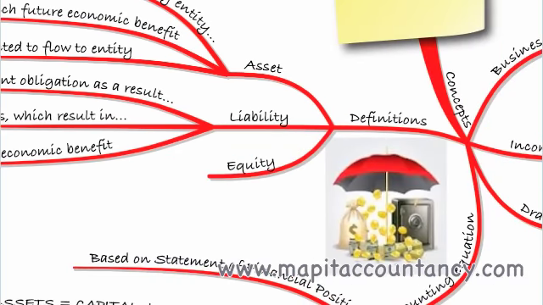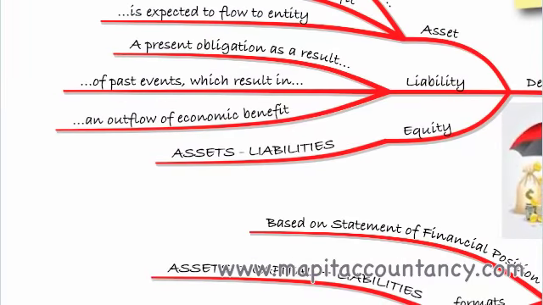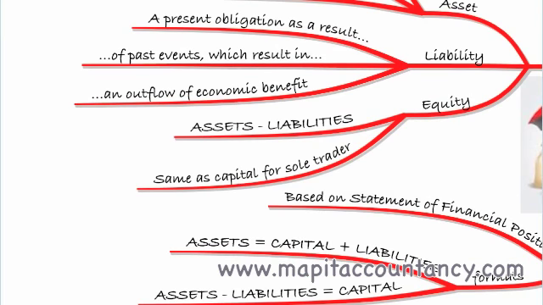Lastly, the equity of the business. Well, this is really when we're looking at limited company accounts, and it's the same as capital for a sole trader. It's the assets less liabilities. So remember, the assets equals the liabilities plus the capital. Well, if the equity is the same as the capital, well then the assets will equal the liabilities plus the equity. So it's the same as capital for a sole trader. Equity is really what we call capital in a limited company.